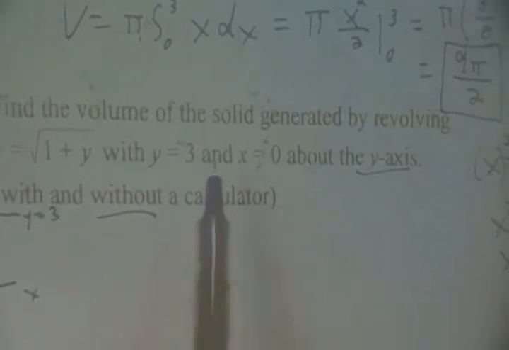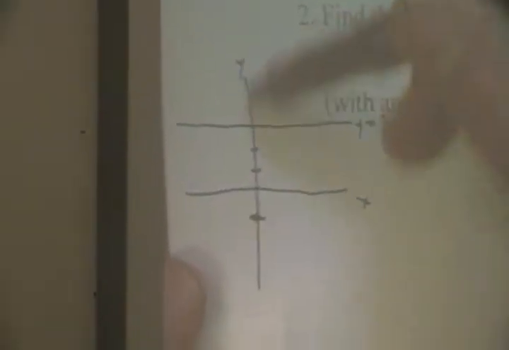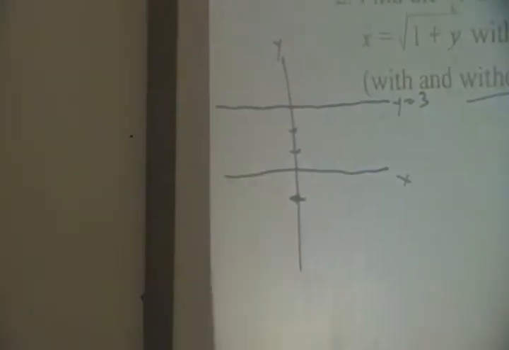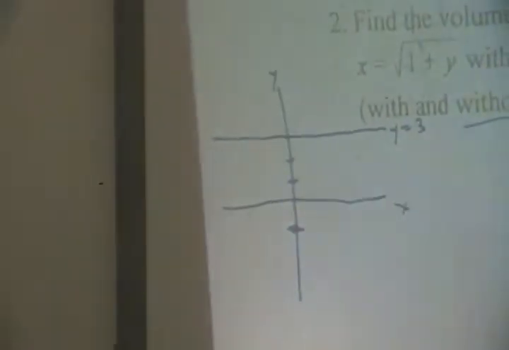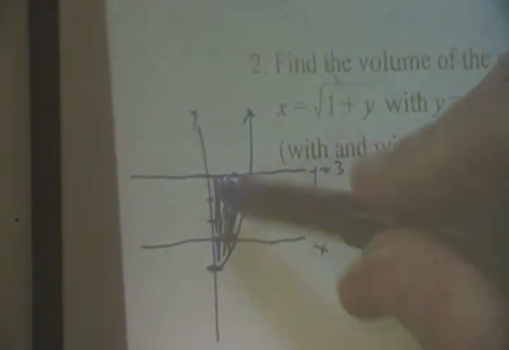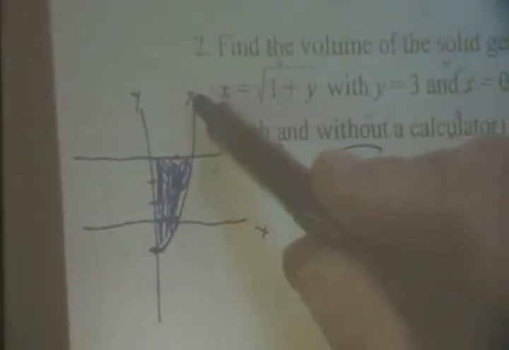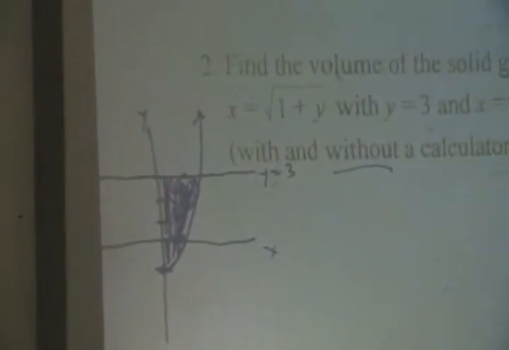Okay, because look what's going on here. The volume of the solid generated by revolving this function with y equals 3 and x equals 0. So we don't need to graph this side because we're only using the shaded region on this side. And here is our region, bounded by the line y equals 3, the line x equals 0, and the graph itself of x equals the square root of 1 plus y.